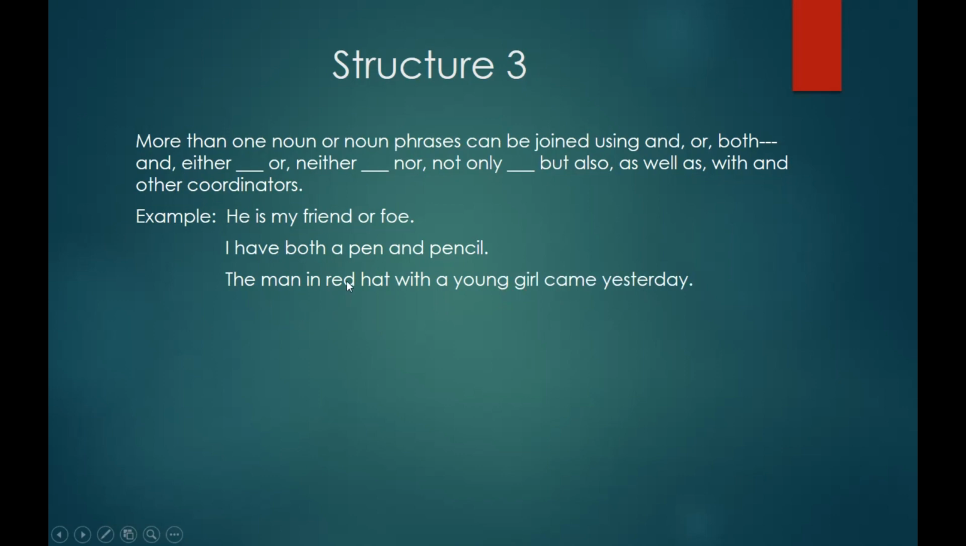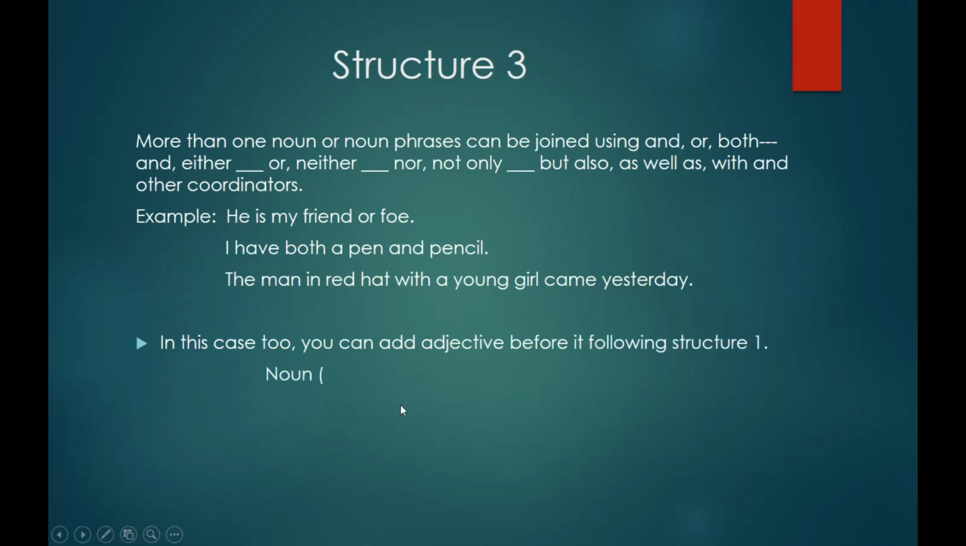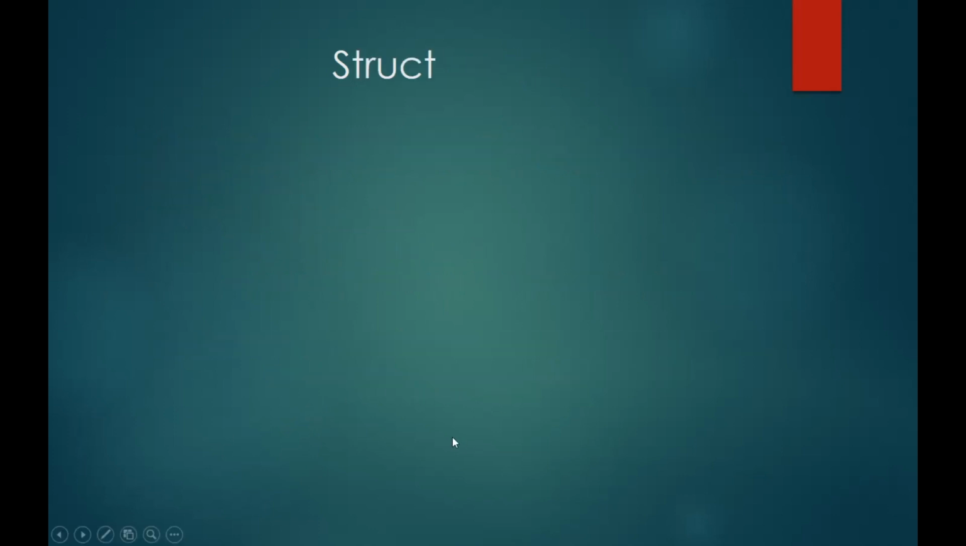So, the man in red hat with a young girl. Two noun phrases have been joined together using a preposition, with. In this case too, you can add adjectives before it following structure 1. That is, whenever you have a noun, you can have an adjective before it, whichever structure it is in. So the structure is noun phrase plus coordinator plus noun phrase.